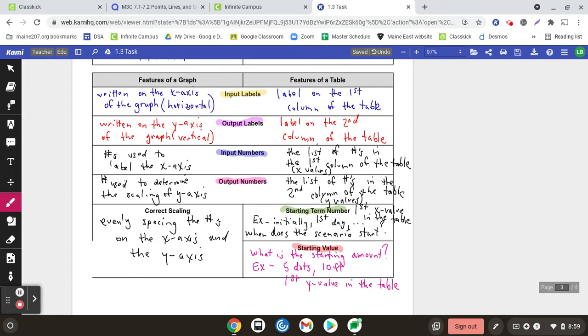The only thing I want to point out is that we did use some examples for starting term number and starting value. So starting term number in green, remember we said initially first day, and that was the first x value. So I am going to say input labels, which were on the x-axis, and the first column, which were the x values, might have labels, for example, like days. And output labels go with starting value. Examples were dots and feet. And we said that was the first y value in the table, the second column. And in a graph, that was the y-axis. So examples of labels could be dots or feet. Just to connect that for everybody.